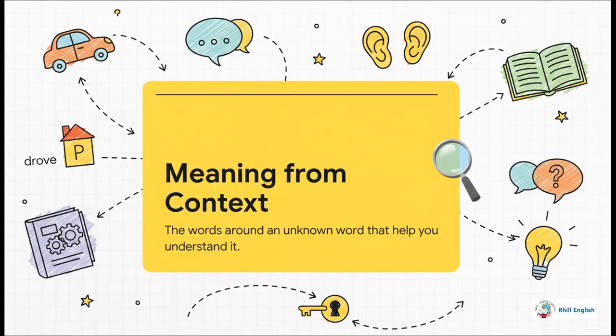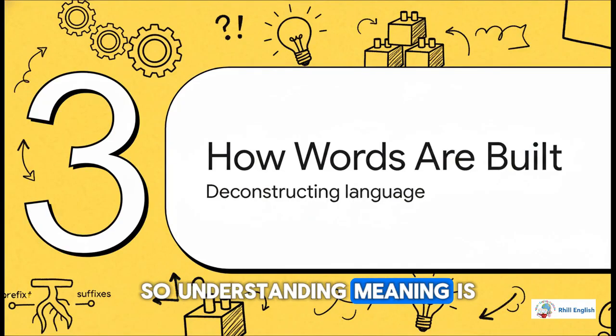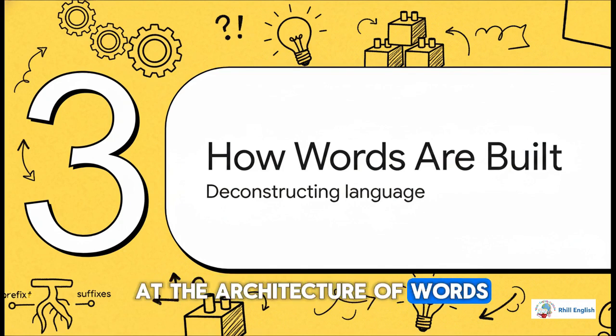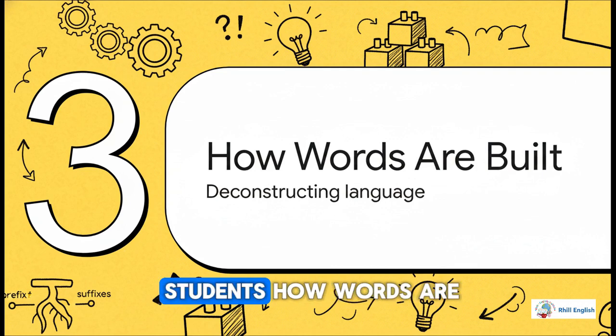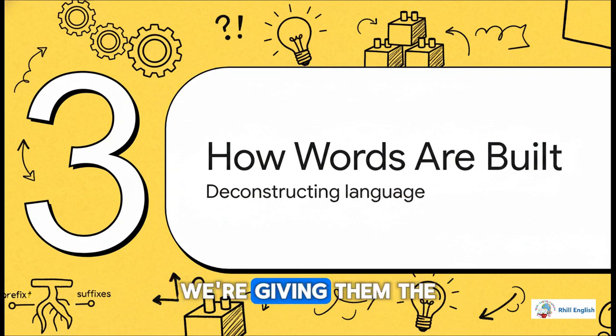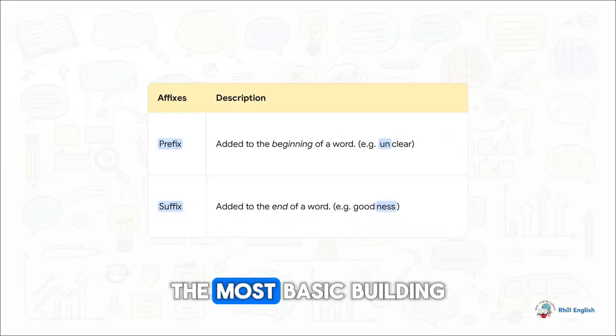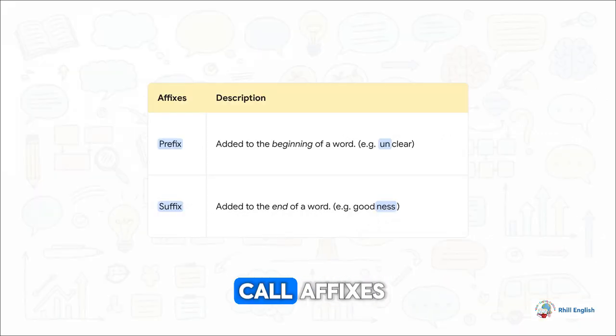So, understanding meaning is one piece of the puzzle, but how are new words actually made? Let's take a look at the architecture of words. See, by showing our students how words are put together, we're giving them the tools to figure out unfamiliar language all by themselves. The most basic building blocks are what we call affixes.